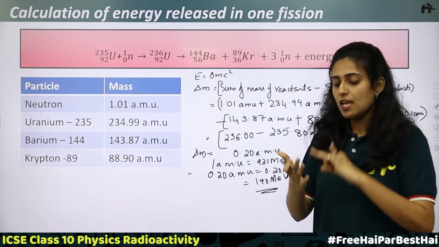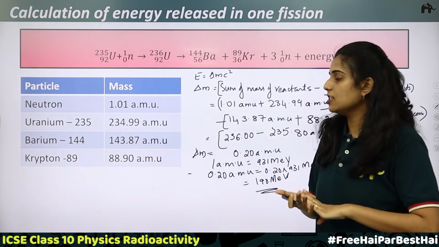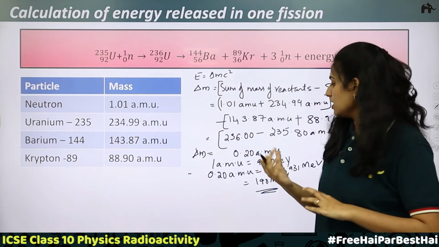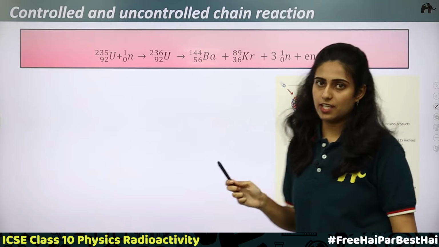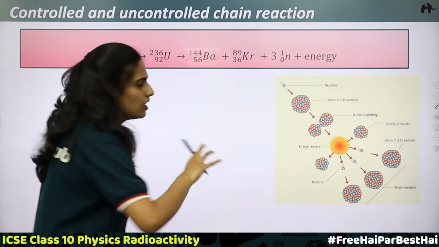Kinetic energy, it can be light energy, heat energy, energy of neutrons. Okay, so this is the energy, 190 MeV. Controlled and uncontrolled chain reaction. So what is a chain reaction? This is a continuous reaction.